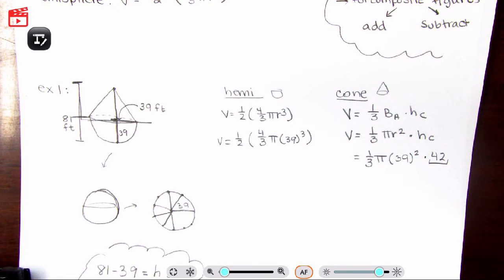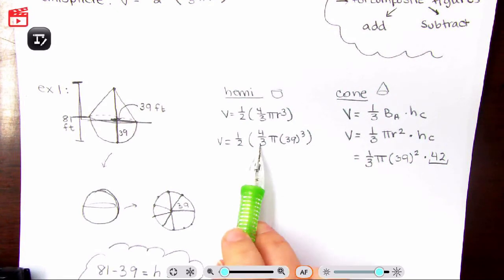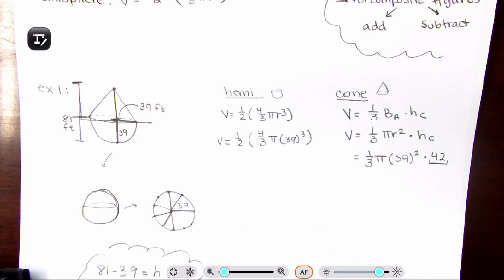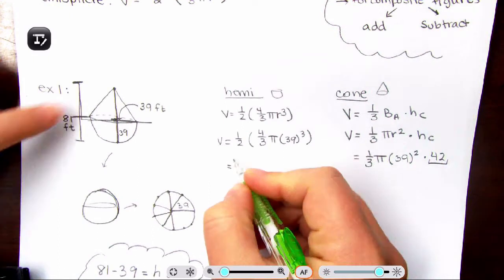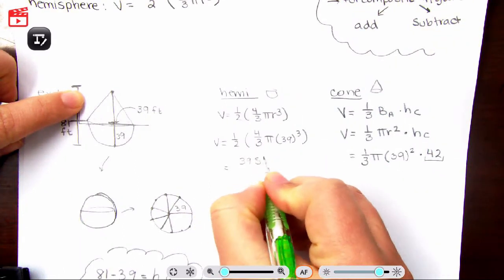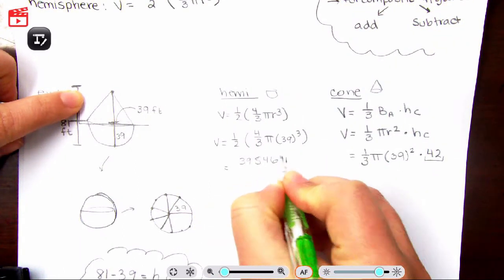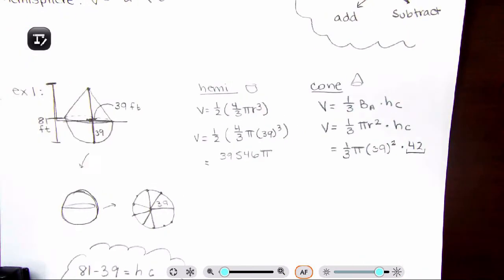All right. Let's do this one first. I'm doing what's in the parentheses. So 39 cubed times pi times 4/3 divided by 2. And that gives me 39546. Fine. I'm going to round later.